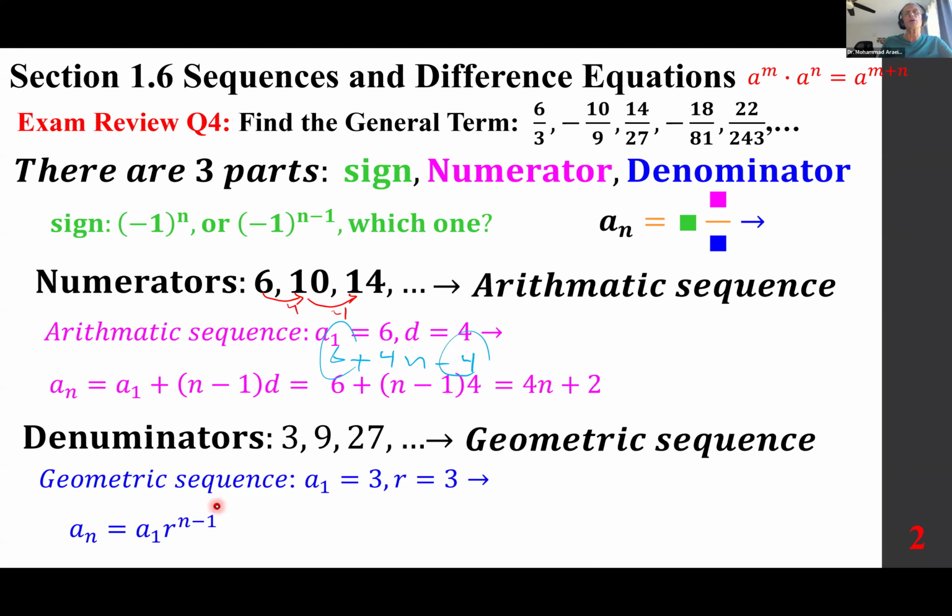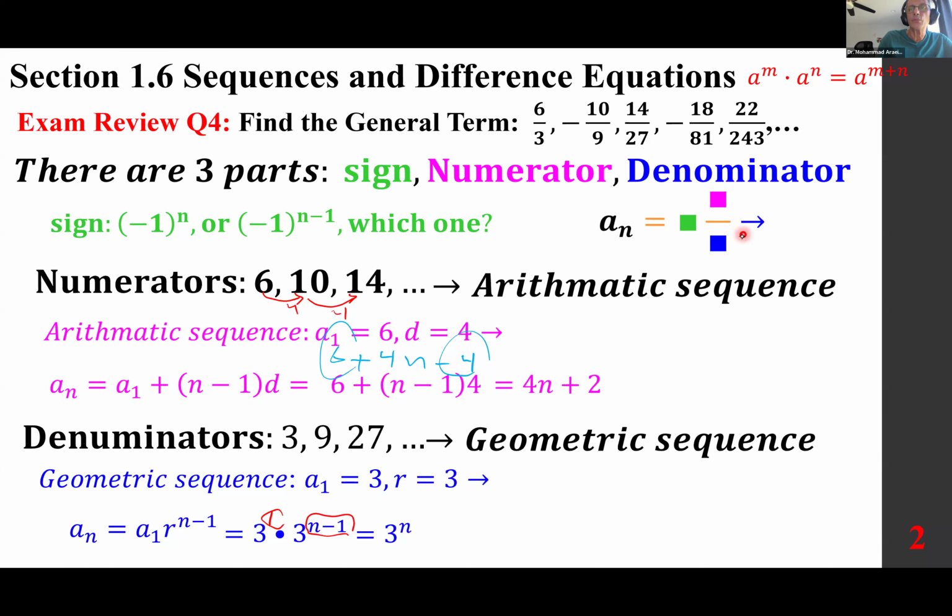And the product rule of exponents says a to the power of m times a to the power of n is a to the power of m plus n. So we're going to add the exponents. One of them is 1. One of them is n minus 1. And the sum of the two is n.